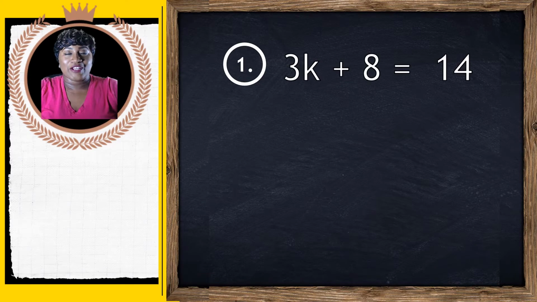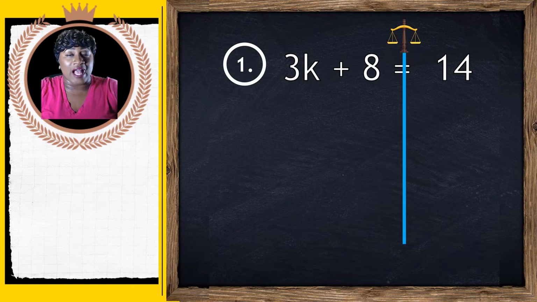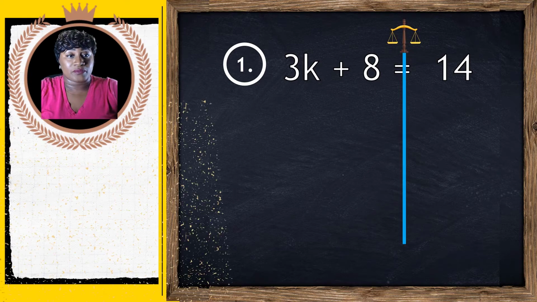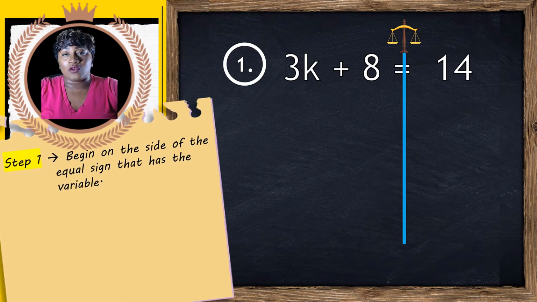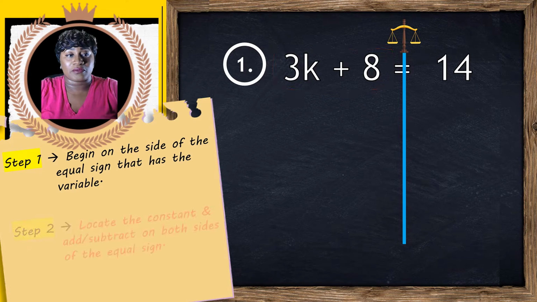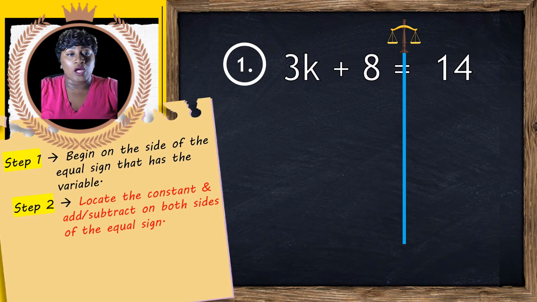Number 1. 3k plus 8 equals 14. We'll begin by drawing the line down the equal sign to balance the equation. Step 1. We'll begin on the side of the equal sign that has the variable. As we can see, the variable k is on the left side of the equal sign. Step 2. We'll locate the constant and add or subtract on both sides of the equal sign.